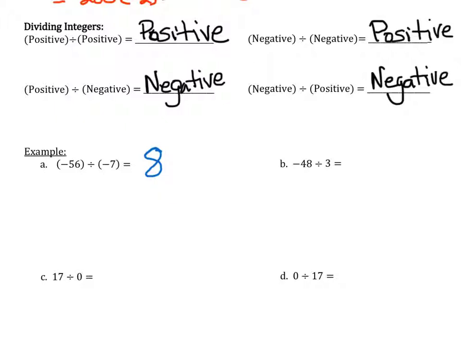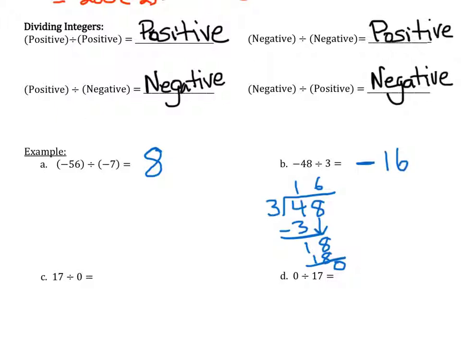Negative 48 divided by 3. We have a negative divided by a positive, and that is going to be a negative. And 3 goes into 48, just as a review for long division. 3 goes into 4 one time, we get 3. We get a remainder of 1. We bring down the 8. 3 goes into 18 6 times. 3 times 6 is 18. We get a remainder of 0. And we stop there. And so we get a negative 16 as our solution.